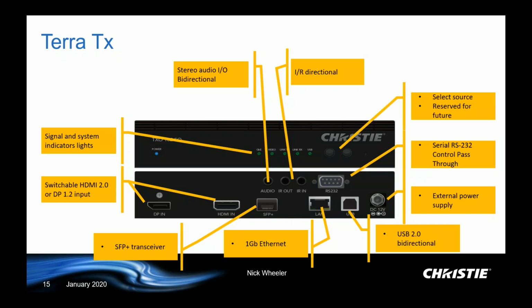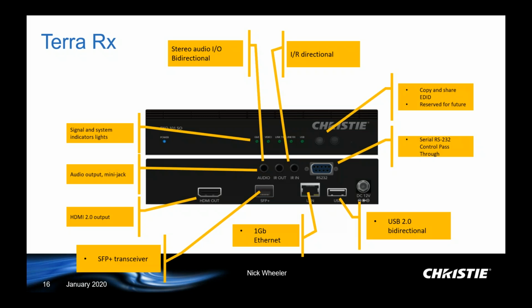There are two buttons on the front. One can be used to select a source, so you can switch between DisplayPort and HDMI on the input side. The other one is not being used at the moment; it is reserved for future use. And on the receiver end, you pretty much got the same thing. The only difference between the transmitter and receiver are the video connectors. So there's a single HDMI output, and the USB connector is a little different, but you've got exactly the same thing. So you've still got the SFP transceiver there, which connects to the 10 gig network.